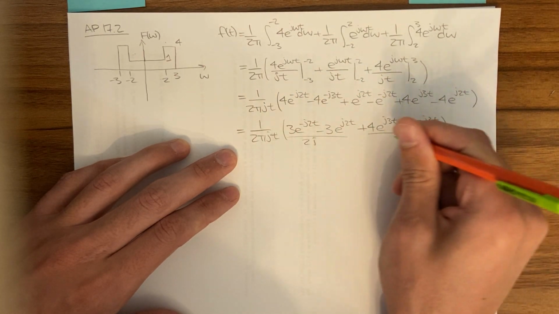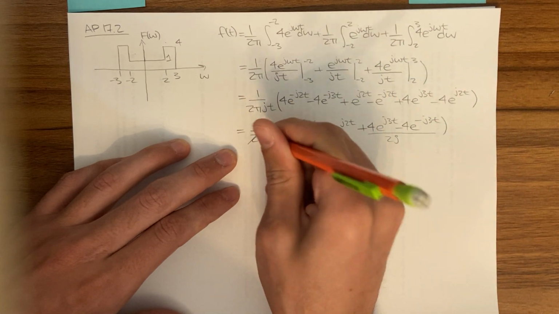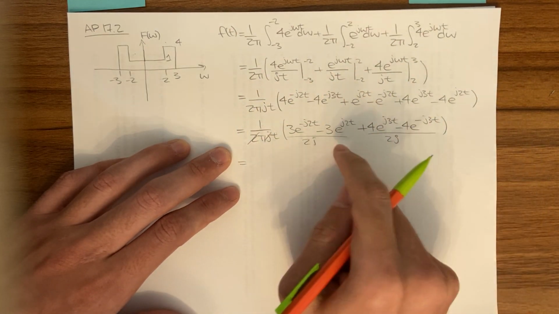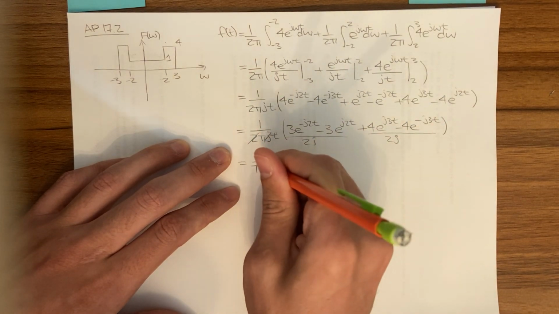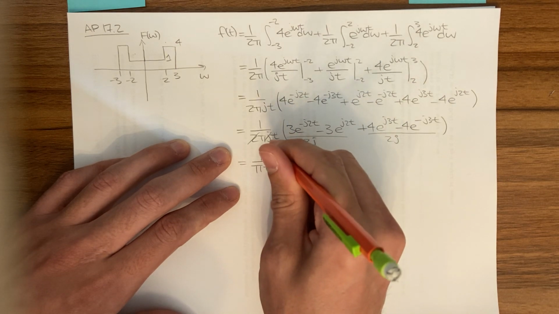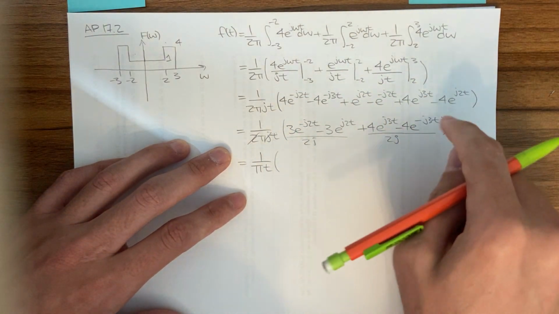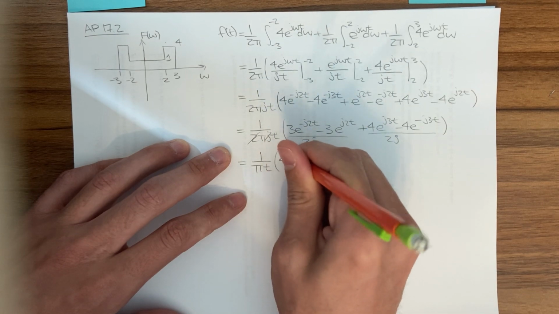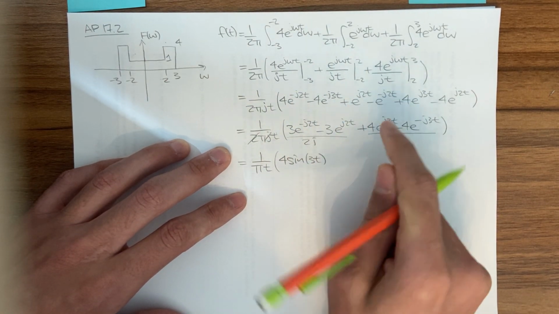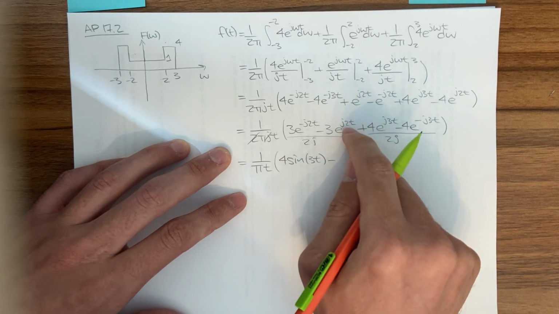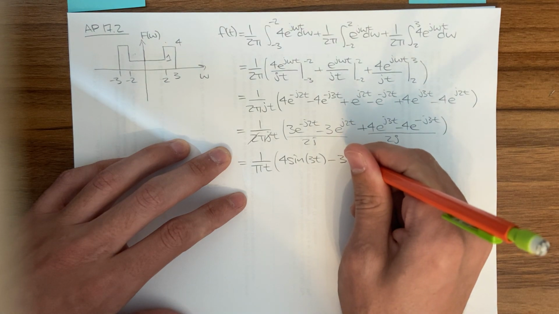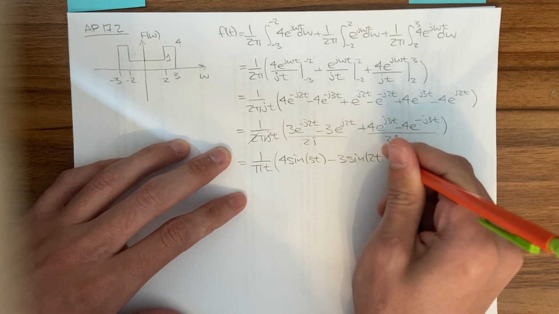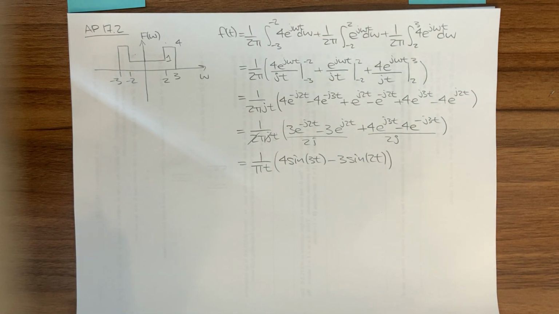Okay, cool. So we can actually bring this 2j in for each term, so we can get rid of that. We see that as a sine, and that's a sine as well. It's using those Euler identities. So the final answer is going to be 1 over pi t times 4 sine 3t, and then minus, because the positive exponential is the first one, and that's negative here, minus 3 sine 2t. Cool. So these aren't too bad.